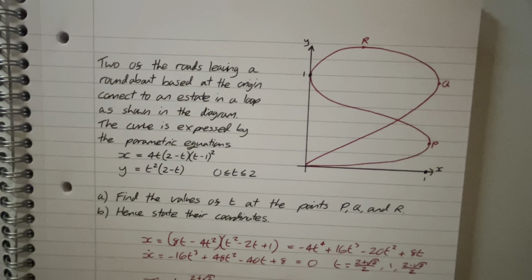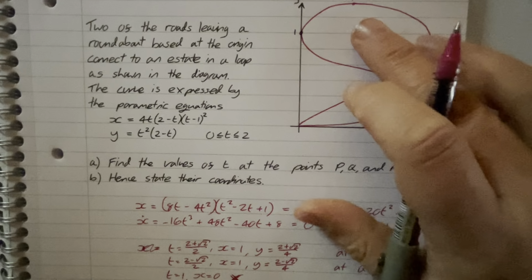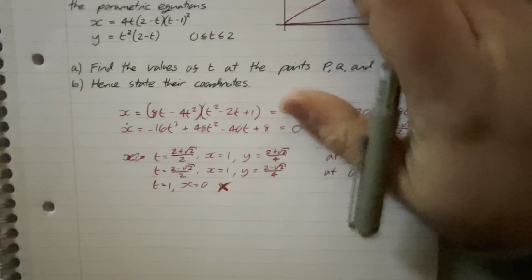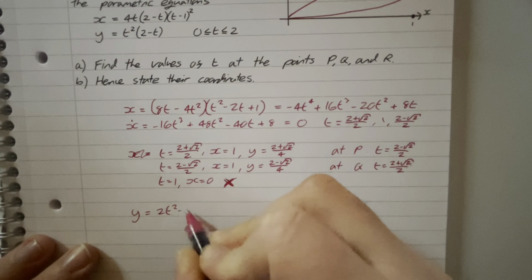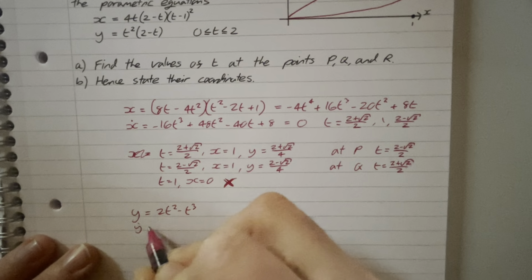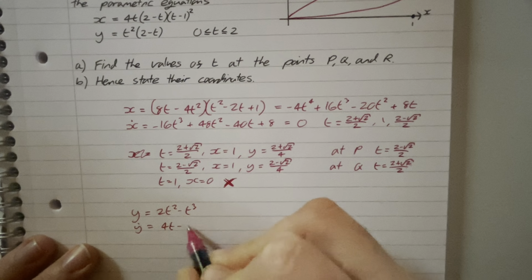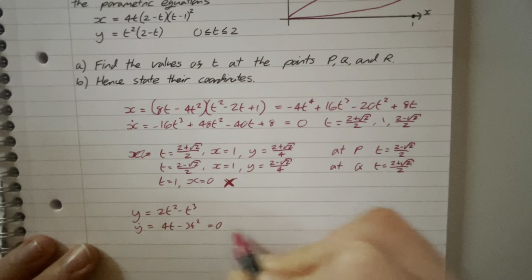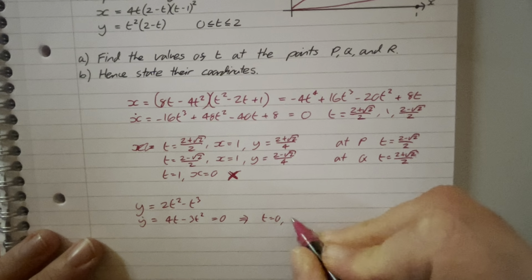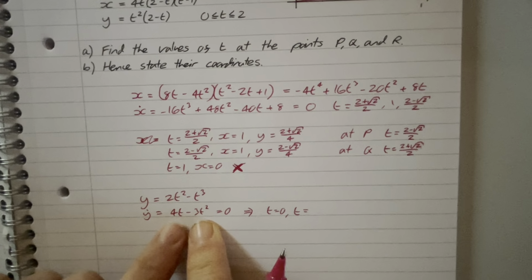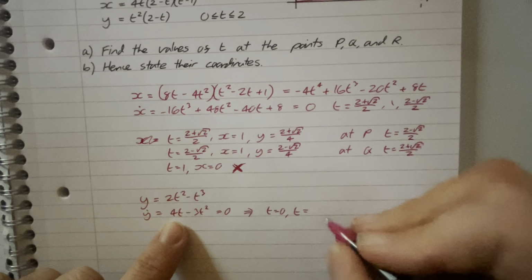Now we can do something similar to find R, but R is a maximum of Y, so we're going to differentiate Y. So Y is 2t squared minus t cubed. So Y dot is going to be 4t minus 3t squared. If you want that to be 0, then either t is 0 or t is going to be 4/3.